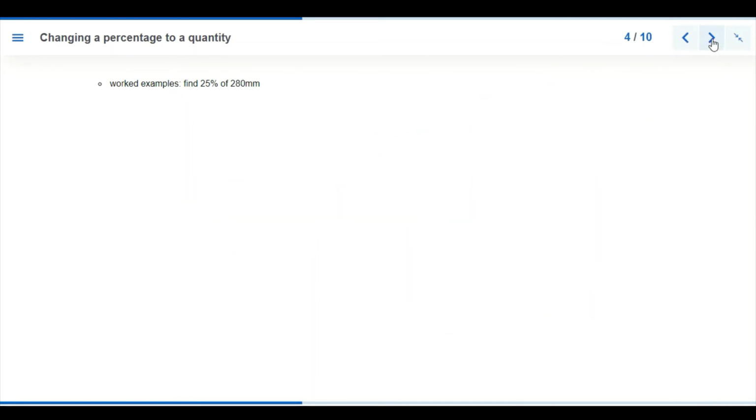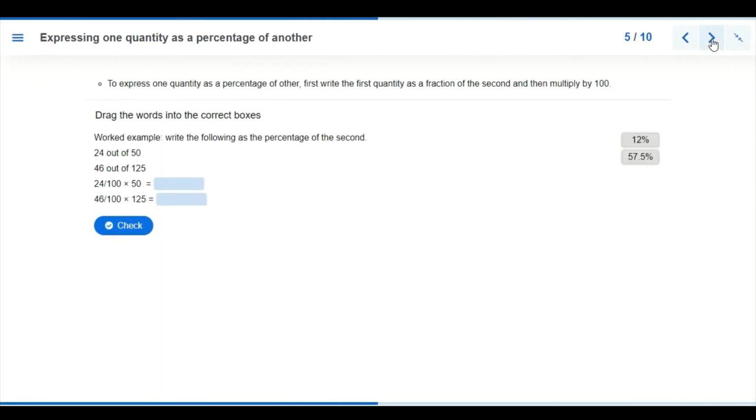This leads us to the next slide. The next slide is an example that we need to work out, and we are going to be showing the workings as well. This is when you are expressing one quantity as a percentage of another.